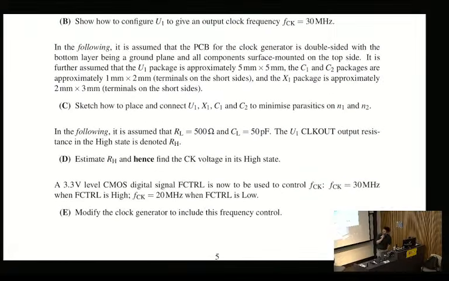In the following, it is assumed that RL equals 500 ohms and CO equals 50 picofarads. The U1 clock out output resistance in the high state is denoted RH. Estimate RH and hence find the clock voltage in its high state. Let me just sketch what it's talking about. It's referring to the clock voltage being in its high state, and anytime we're in a high state, you should immediately think something's being pulled to high. If we're in our low state, internally the chip is being pulled to ground.